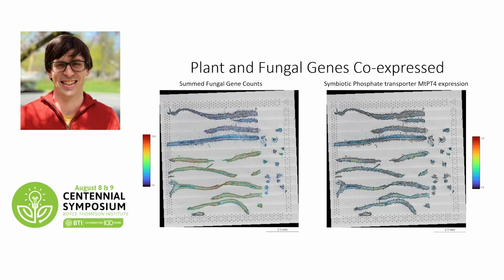Here's one of our favorite genes, PT4. It's a symbiotic phosphate transporter that occurs in these arbuscules. And you can see individual spots here containing those cells that have that expression from that symbiotic phosphate transporter. And so we can see exactly where those active arbuscules are in the plant.